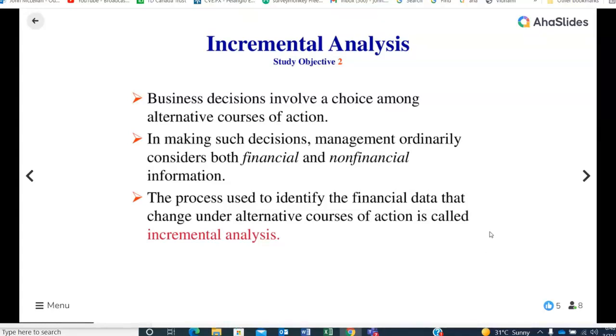So the process in incremental analysis is to identify the financial data for each alternative, but you don't have to focus on all the financial data of each alternative. You focus only on that data that is different between the alternatives. That is called incremental analysis. It's also called differential analysis because you're focusing on the data that is different between the alternatives. It's also called relevant analysis or relevant costing. All those terms mean the same thing here.